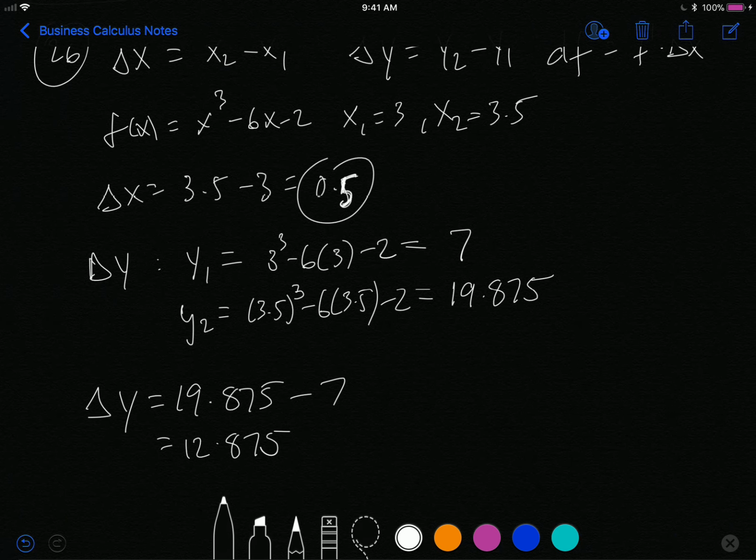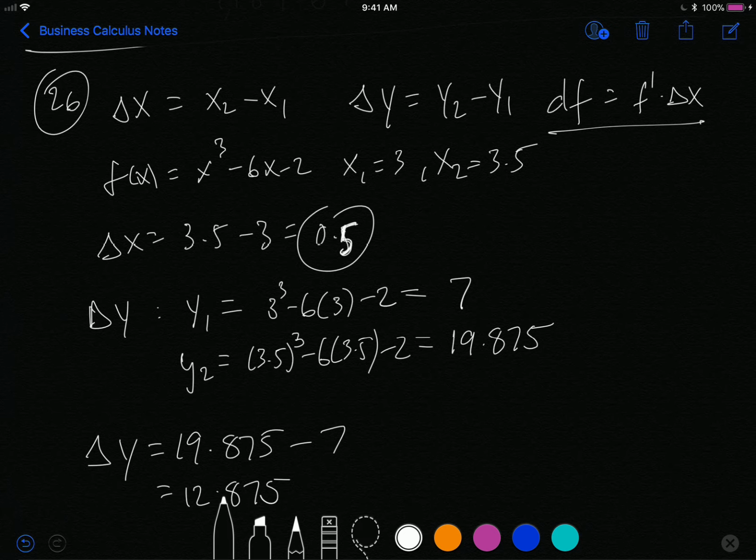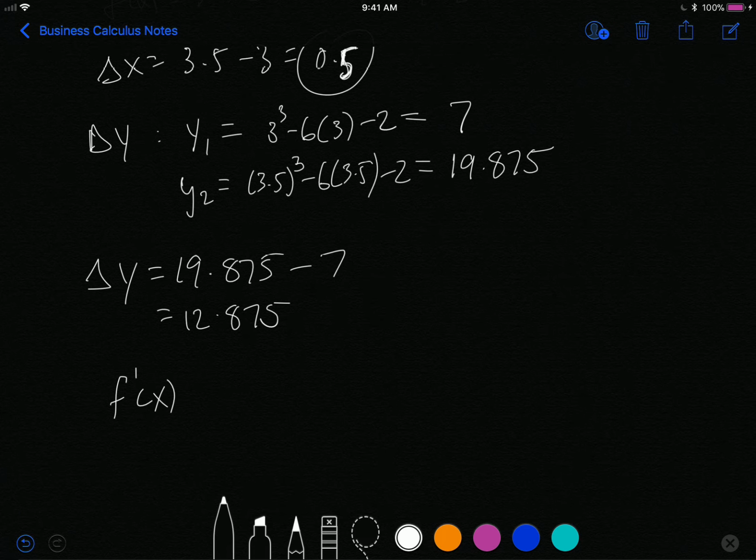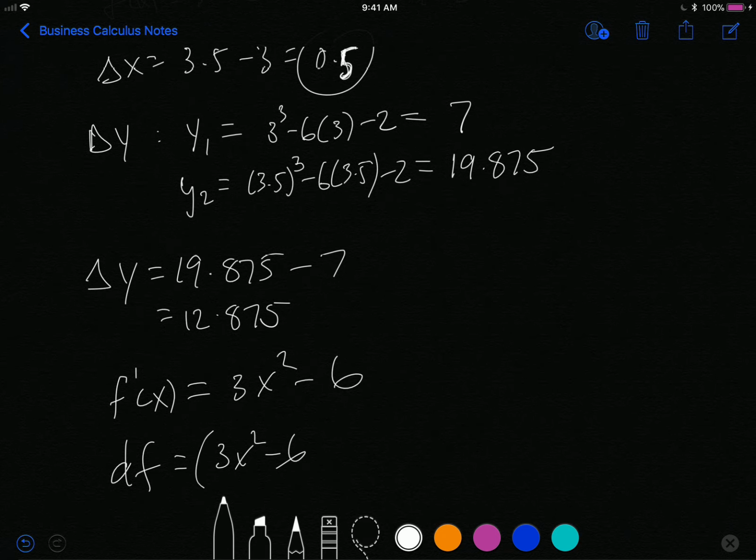The last one, to find the differential, I just need to find my f prime. Your f prime is going to be 3x squared minus 6. So therefore your delta f is going to be 3x squared minus 6 multiplied by delta x. And that right here is my differential function. Remember, the differential only works close to x1 and works better when you have a small difference between x1 and x2. It is used as an approximation for the derivative.